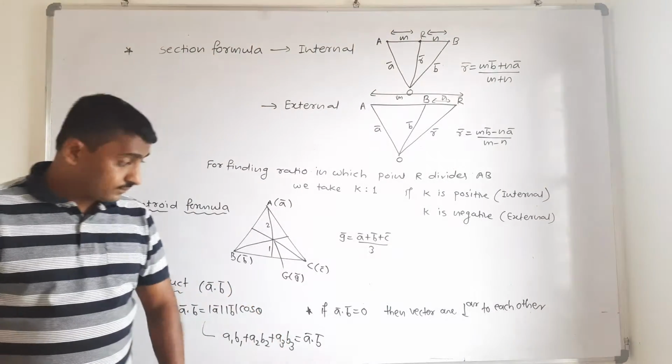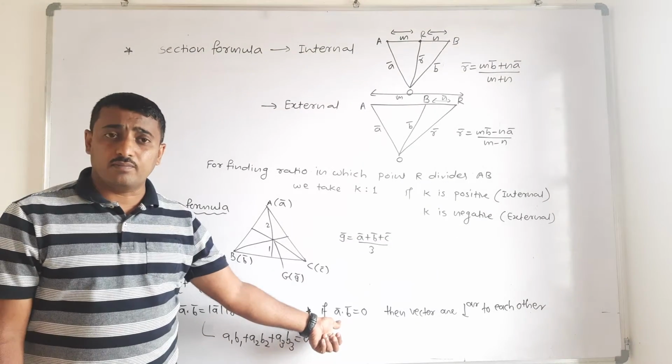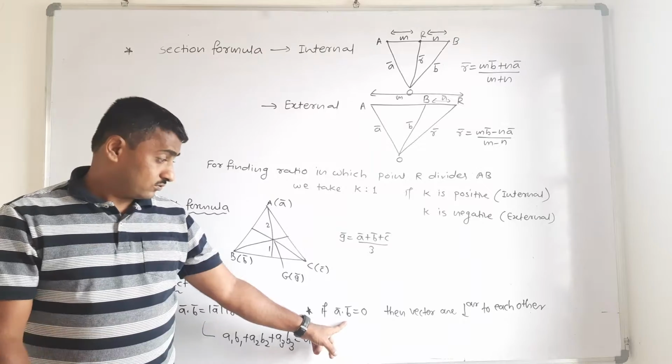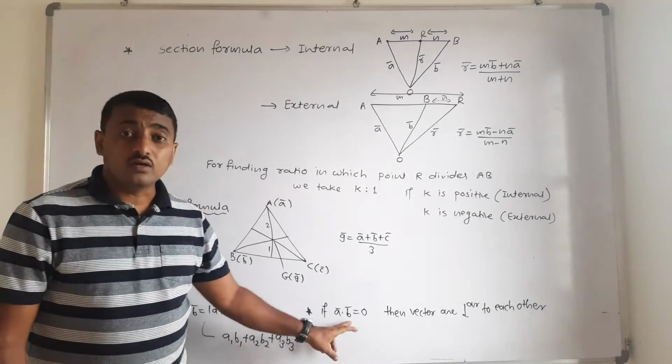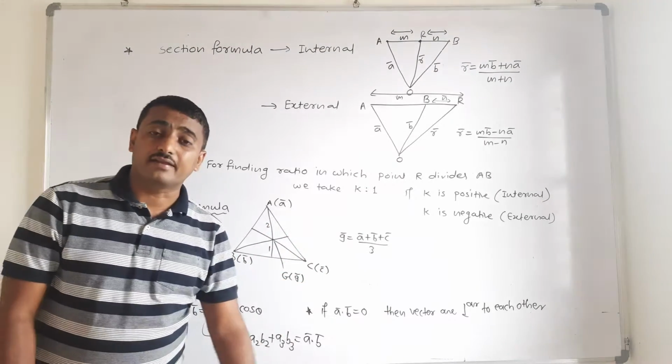It is a scalar quantity. Now one more condition is when two vectors are perpendicular: A bar dot B bar is equal to 0. If dot product is 0, then we can say that two vectors are perpendicular to each other. That is, if dot product is 0, then the angle between the vectors is perpendicular. Therefore, it is 90 degrees.